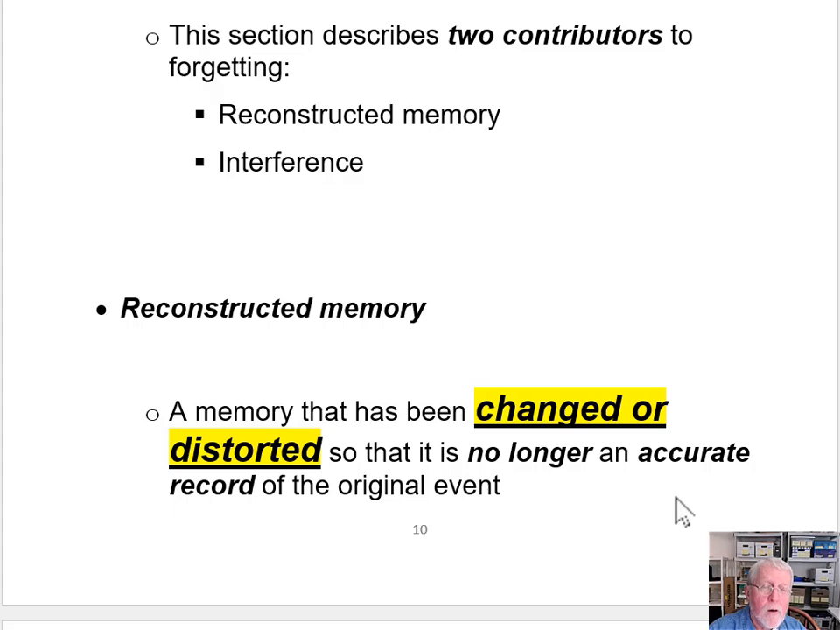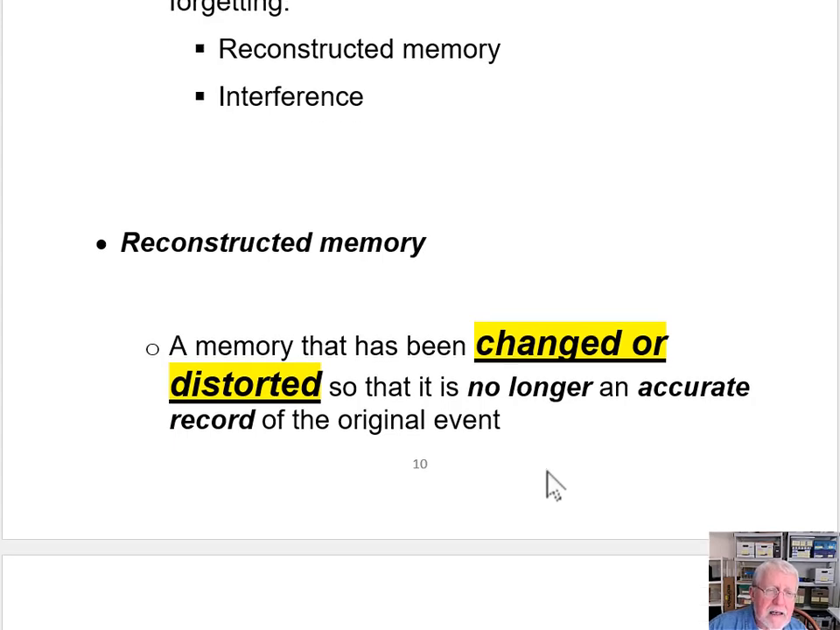Some of our memories are, in fact, accurate and pretty close to being videotaped, but researchers tell us that most of our memories are not. Most of our memories are reconstructed memories, memories that have been changed or distorted so that they're no longer an accurate record of the original event.